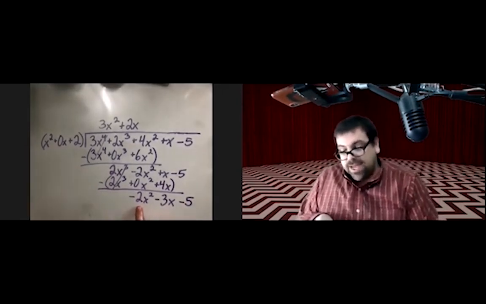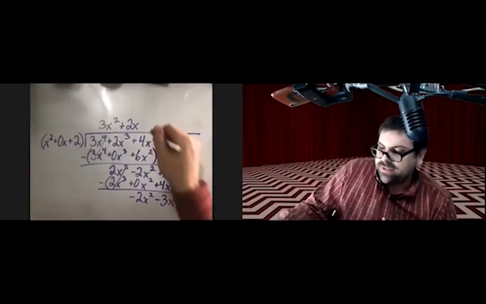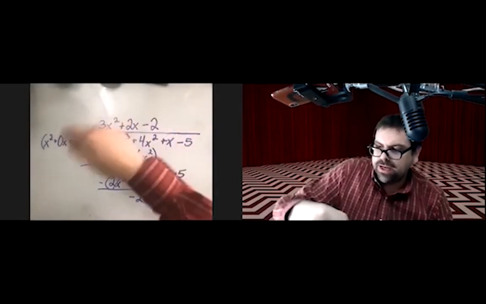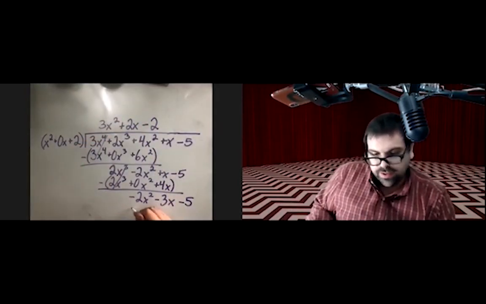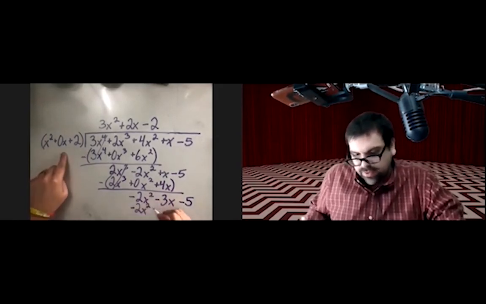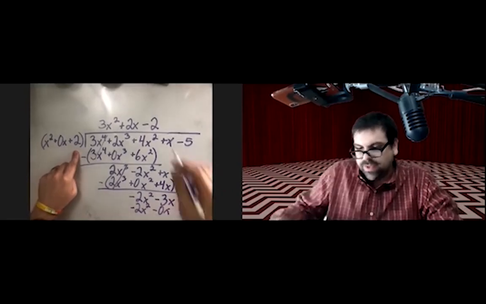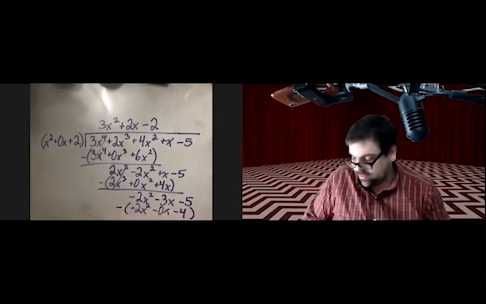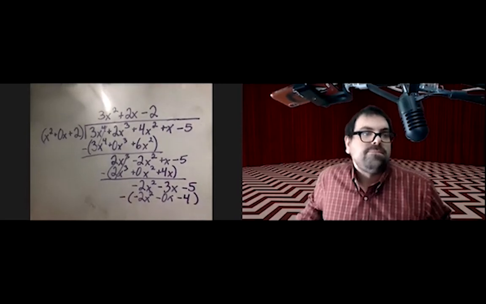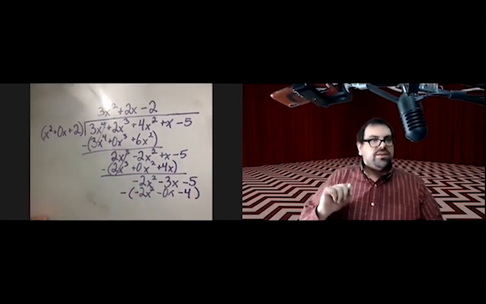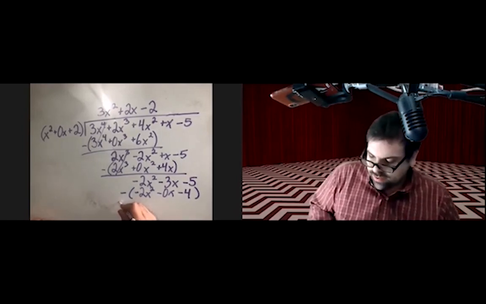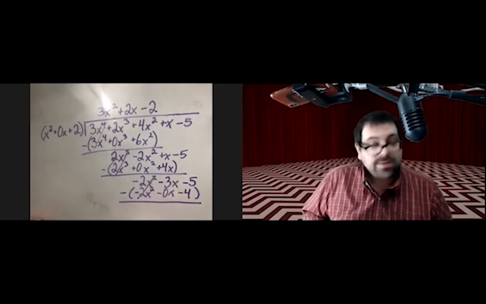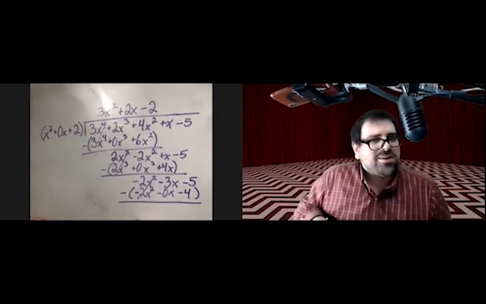X squared times what is negative 2x squared? X squared times negative 2 is negative 2x squared. Multiply it around the corner. Negative 2 times this whole thing. Negative 2x squared minus 0x. Negative 2 times positive 2 would be negative 4. Subtract the whole thing. This is where I find some room by just giving a little push. Negative 2x squared minus itself. Bye-bye. The bye-bye step. That's how we're making sure we're doing the right thing.